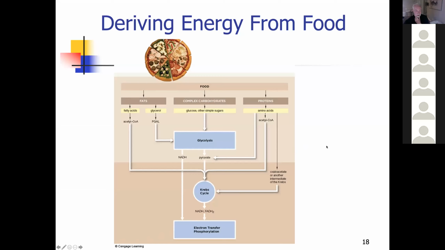So this recapitulates what I've been saying. You eat food. Here's a pizza. It's got all kinds of high energy molecules in it, largely fats, complex carbohydrates, and proteins. And the important point about this summary is that all the energy from all types of food ends up in the Krebs cycle. And that feeds the electron transport chain, which leads to phosphorylation, ATP.